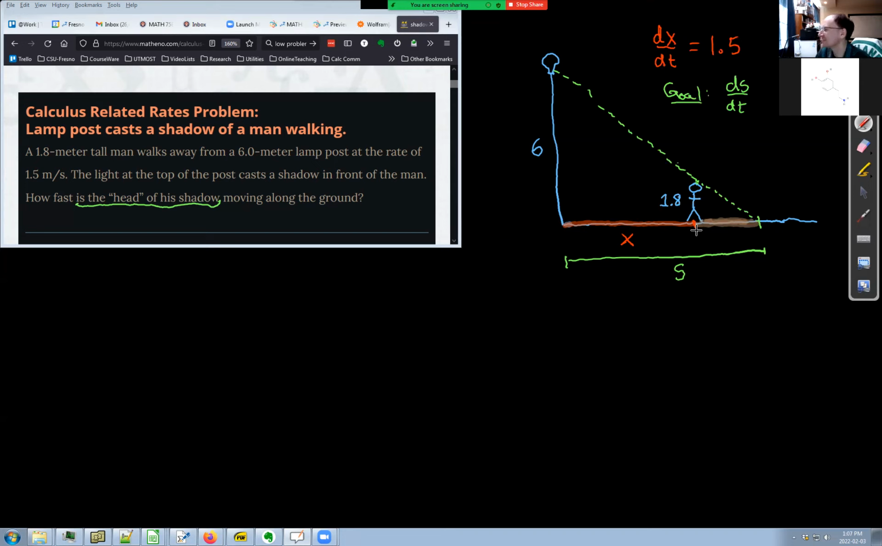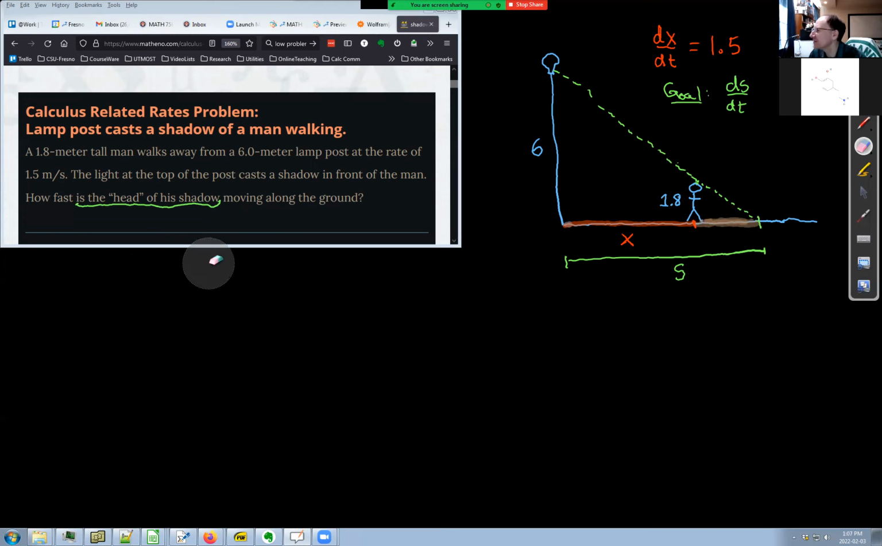Oh my gosh, this is really tricky here. So let's be clear. What do I want? I want an equation that has X's and S's, because those are my changing quantities. But it's not at all obvious what equation that's going to be.